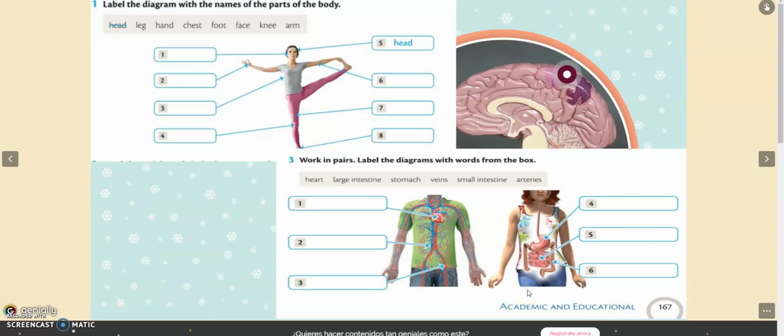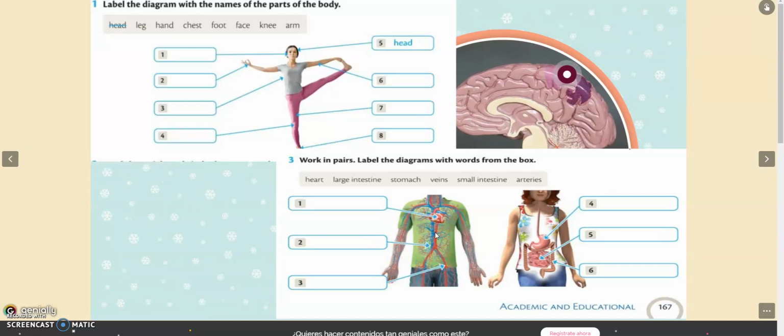Let's go to the activity on page 167. Vámonos a la página 167. It says work in pairs and label the diagrams with words from the box. We have different names of organs: heart, large intestine, stomach, veins, small intestine, and arteries. And we have the numbers over here. I would like you to write down the names of the organs. The first one, what is this? It's the heart. Heart, corazón, number 1, heart. What about number 2?